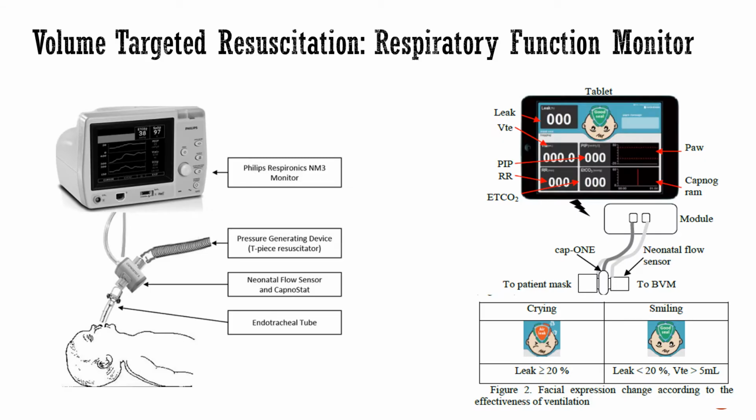Volume targeted resuscitation. This follows from the principle that ventilator-induced lung injury, the cascade, can be triggered right from those harmful initial inflations at birth. And hence, the use of a respiratory function monitor was suggested so that we could measure the volumes and pressures being delivered by using pressure and flow meters, which, as we can see here, are connected at the interface between the endotracheal tube at the infant side and the pressure generating T-piece resuscitator here.